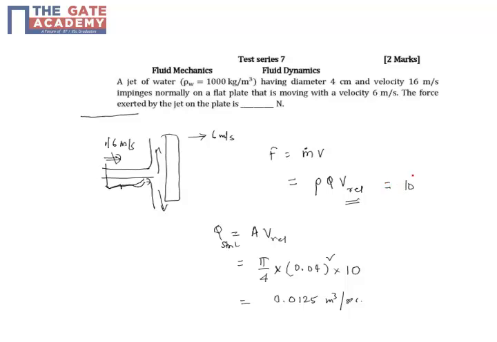Density is 10 power 3, and Q is 0.0125, and the velocity V relative is again 10. So this gives 125 newtons. So this is the force that is acting on the jet. But remember that you have to use V relative in the force calculation as well as in the volume flow rate calculation. Thank you.